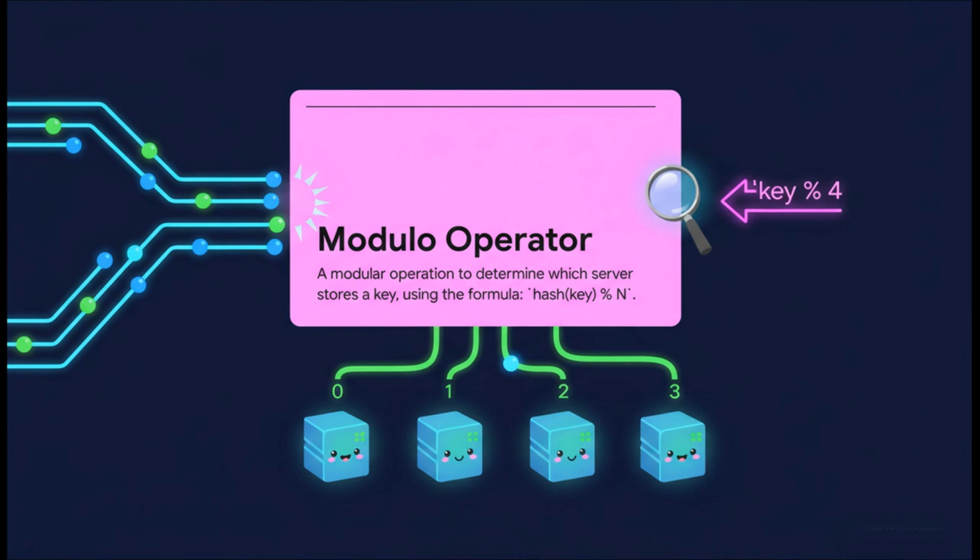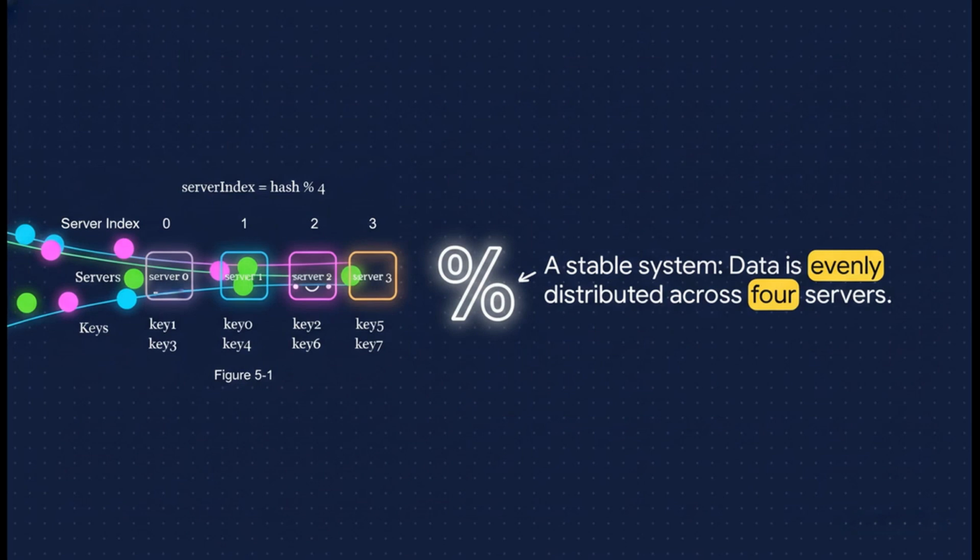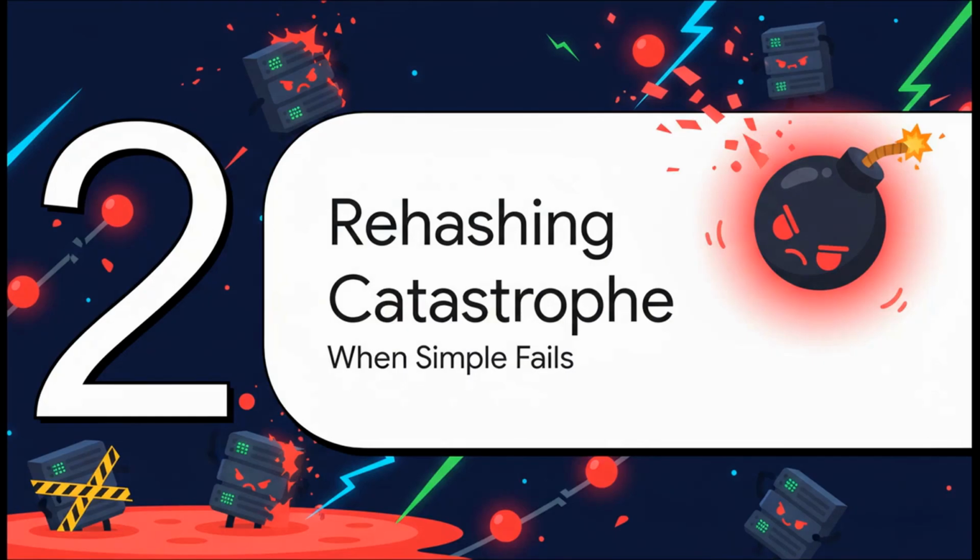Super simple, totally predictable. And you know what? When everything is stable, it's actually beautiful. Look at this. It's a perfect little world. We've got our 4 happy pulsing server boxes. Glowing orbs of data fly in, the modulo operator does its thing, and every piece of data lands exactly where it's supposed to. The load is balanced, the system is fast, life is good.